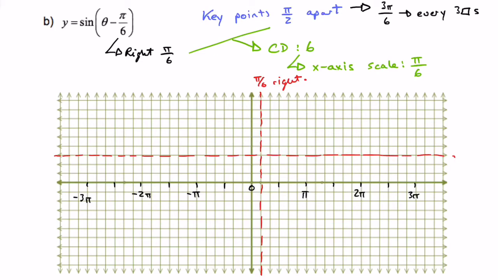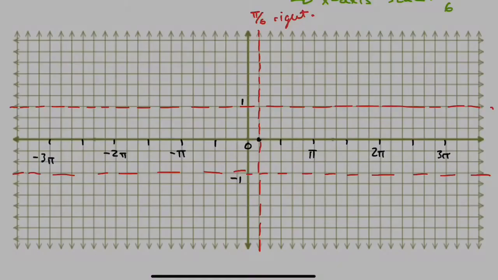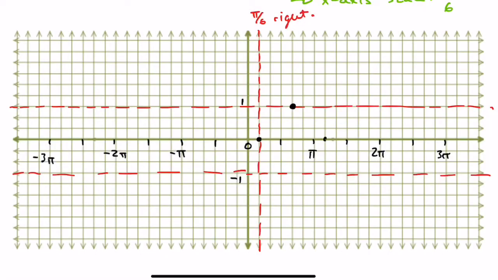Amplitude, I haven't marked my y-axis yet, but I'm just going to say 1 is 3 squares. So 1 above, 1 below, 3 squares up, 3 squares down. Now I just need to remember my sine pattern.